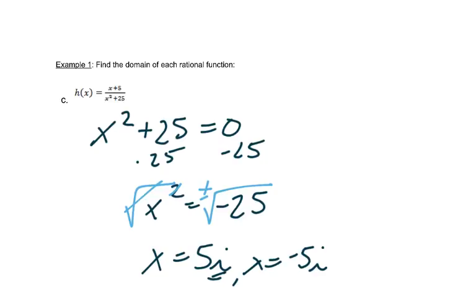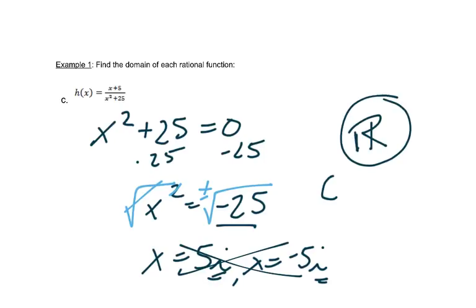Now because of this i, we don't consider it as part of the domain or have to exclude it because they're not real numbers. The square root of negative 25 is not real. So that means that the domain here is just all real numbers, or negative infinity to infinity. We don't need to exclude anything because there's no x values that will give a 0 in the denominator.